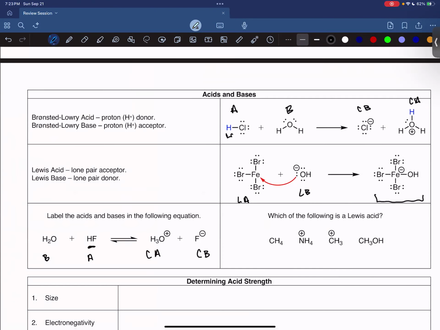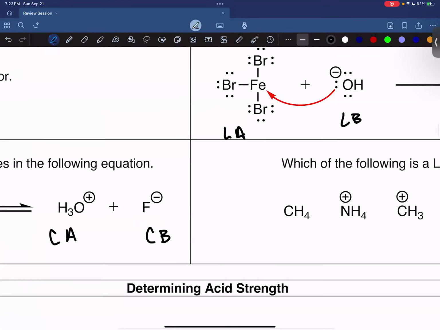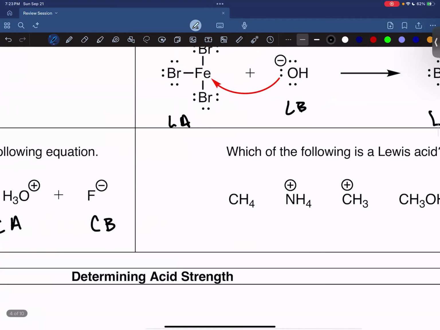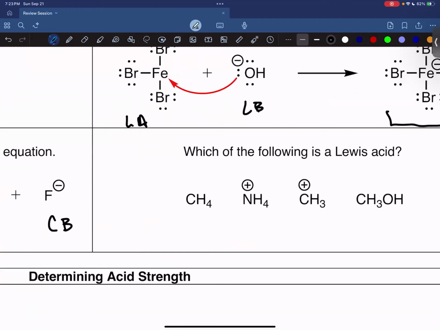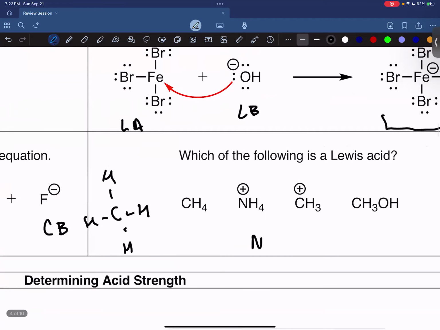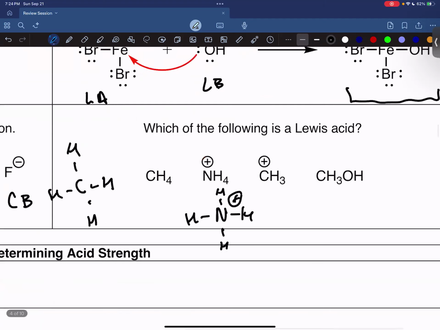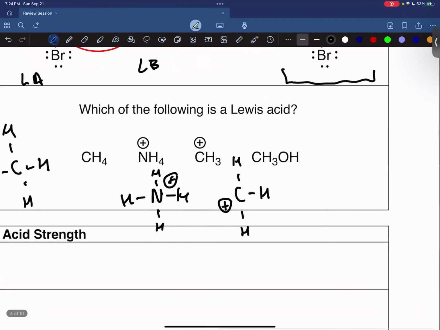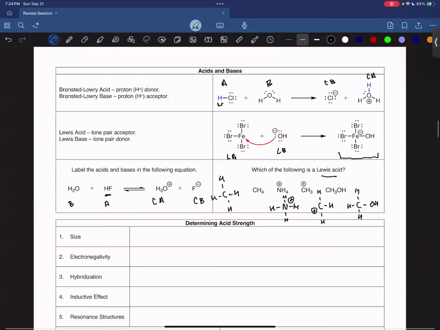The following is the Lewis acid. This is probably the most confusing question on this page. So I would just start with drawing out all the molecules. So carbon. And I would also really recommend learning formal charge, really understanding it well, because that will help you out a lot throughout college. So our definition of a Lewis acid was it's a lone pair acceptor.